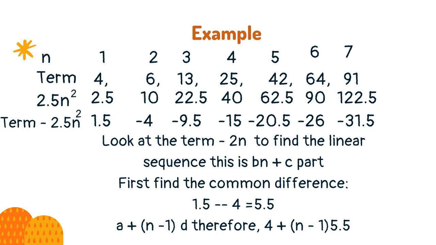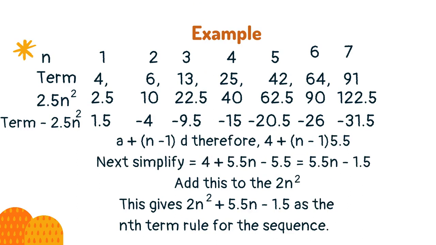Set out your results carefully, as it's very easy to become confused. You need to find n, which is the position of the term, then the term, multiply n squared by the number you have found, and then take the term minus that answer. Next use that to find the nth term.